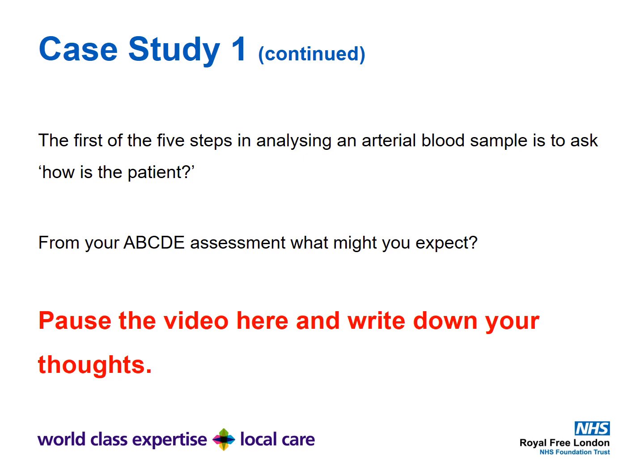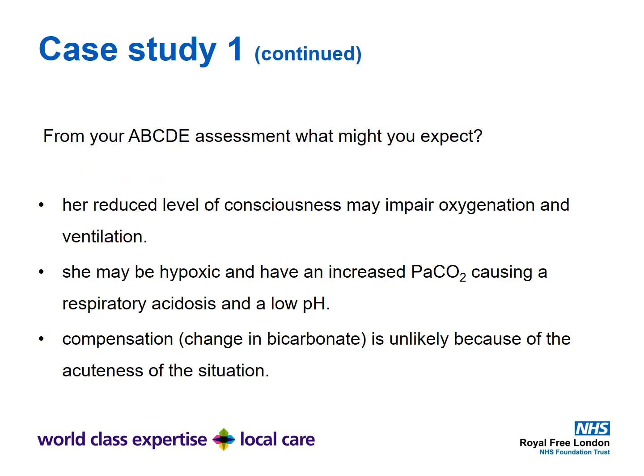So remember the first of the 5 steps in analysing an arterial blood gas sample. So how is the patient? Well, we know from her ABCDE assessment that clearly this is a young woman who would normally be physiologically well, that's had a significant major trauma. Pause the video here and write down your thoughts about what you might expect on a blood gas and also in your ABCDE assessment. Think about some of the common trauma conditions that you might see.